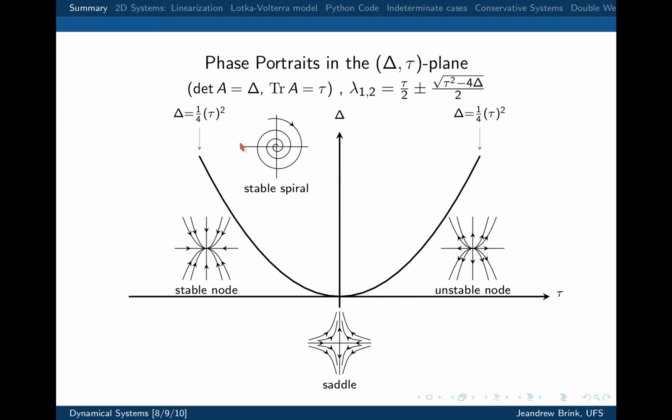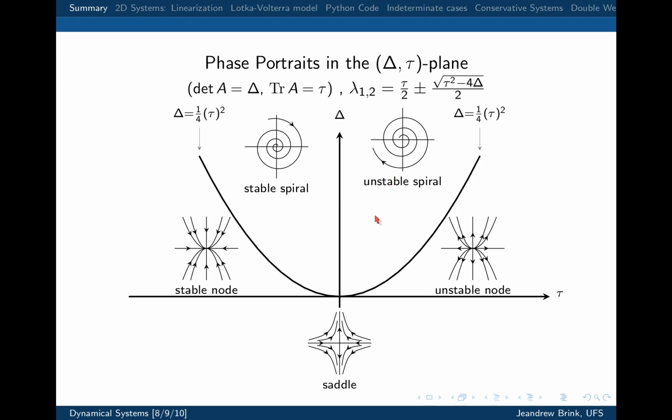Okay, if we have an imaginary eigenvalue, in other words, we're above this curve, but we have a negative trace, then we have a stable spiral, which is the example we did in the previous slide. If we have a positive trace, however, we have an unstable spiral where it spirals out to infinity. Okay, so that's basically done all the cases except for the special cases on the line.